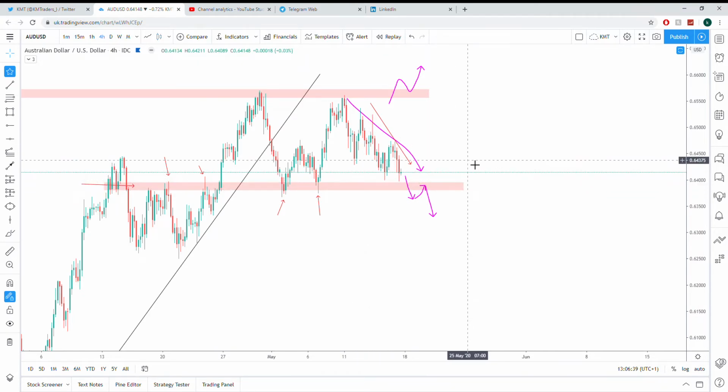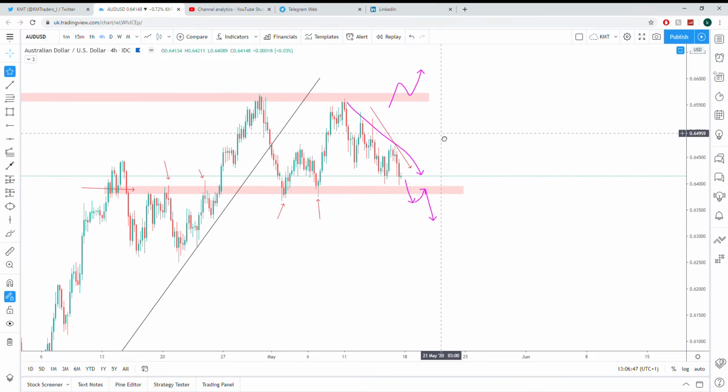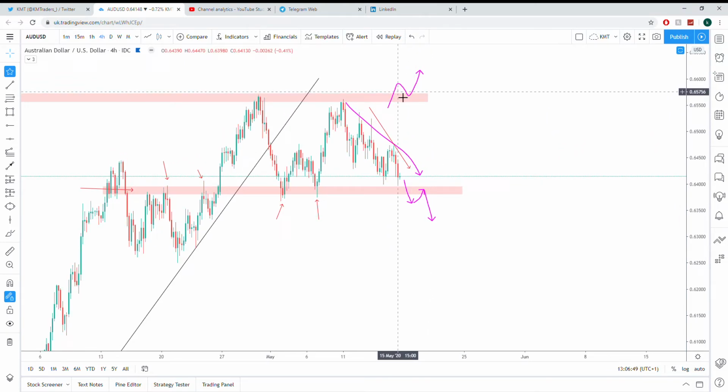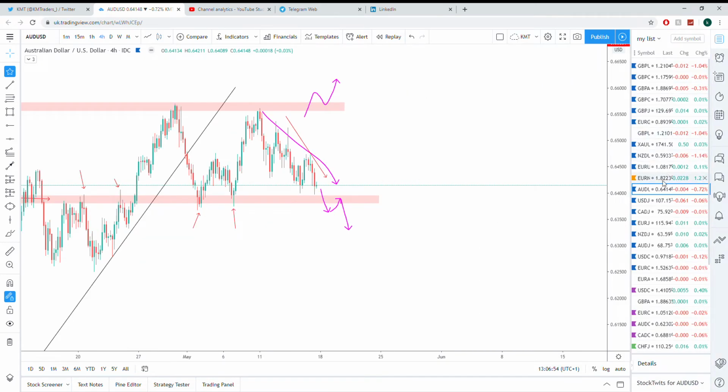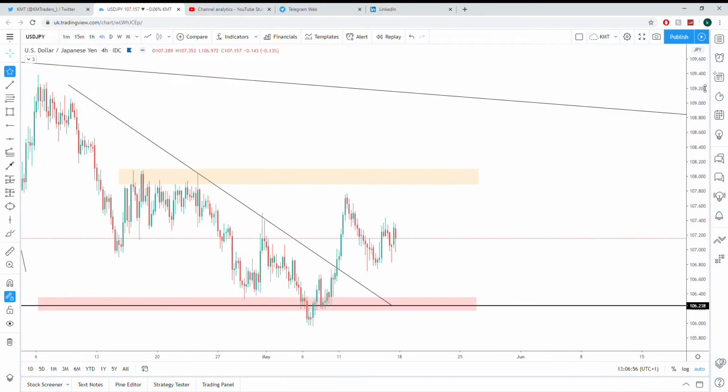Okay, so I hope that makes sense why we're looking at this precise moment to get in a possible entry for a sell. But again, if price pushes above our zone here, we will be looking for buys. So moving on to the next pair, US dollar to the Japanese yen.